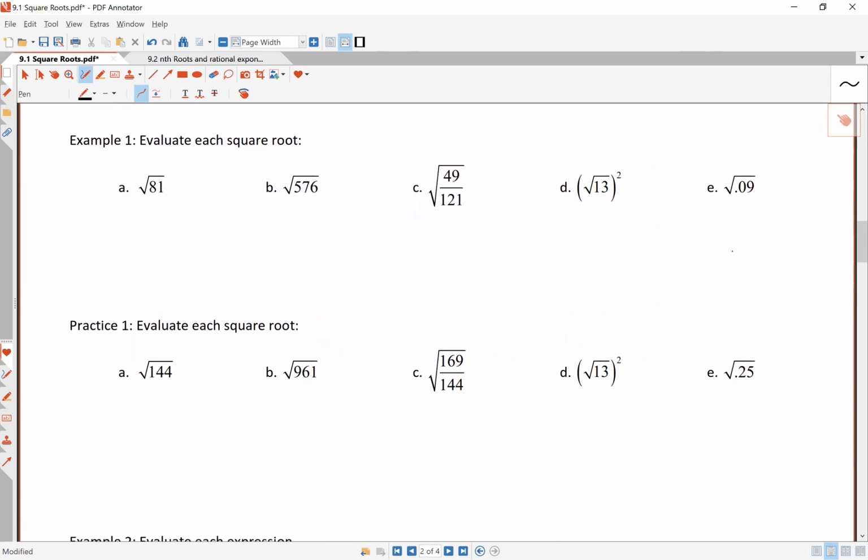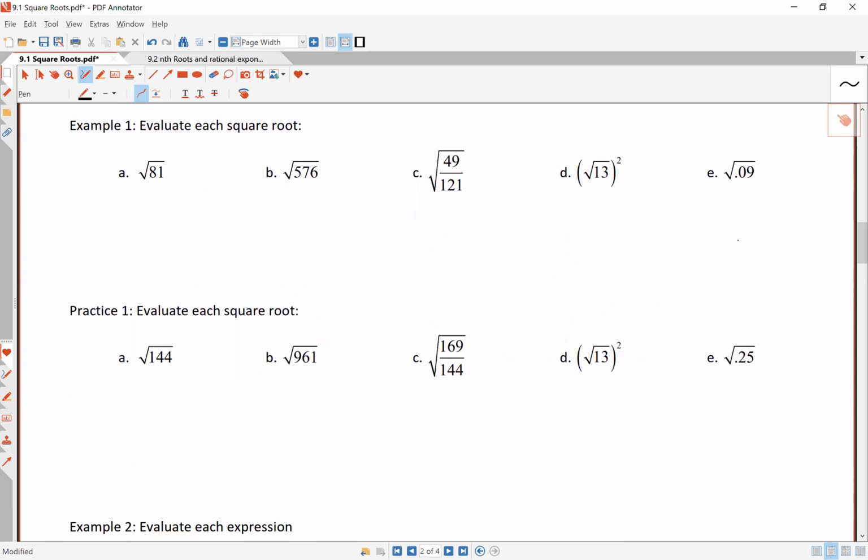All right, example 1, evaluate each square root. Square root of 81 is the number that you square to get what's inside. 9 times 9 is 81.